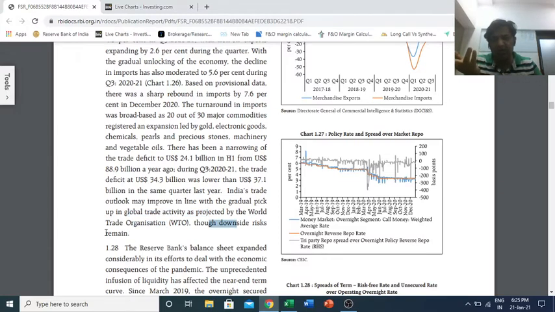So the downside risk means, obviously, now that vaccination has started, the presidency uncertainty is over in the US. So as things become normal, India's trade outlook may improve, and probably markets know these things. Why are markets behaving like this? Probably they know something, and we can probably make out something from what RBI is saying here.